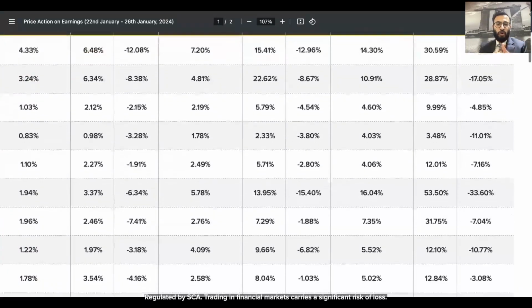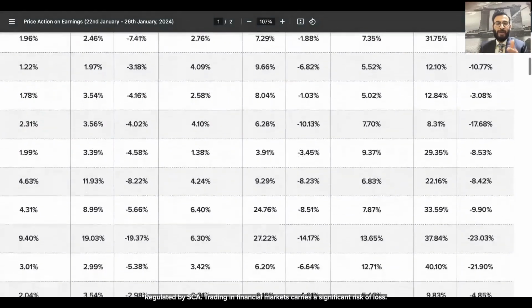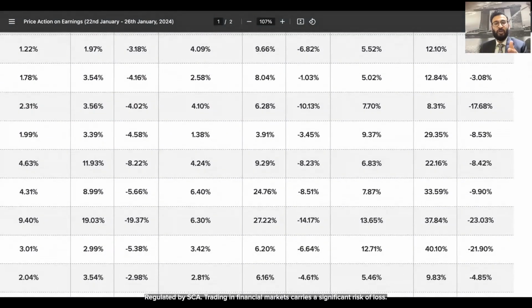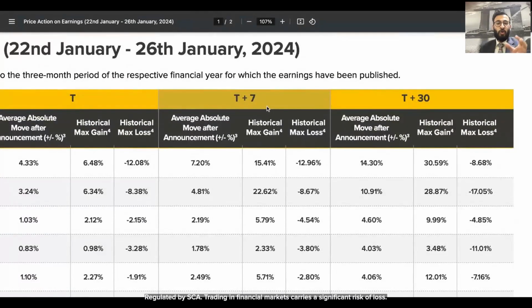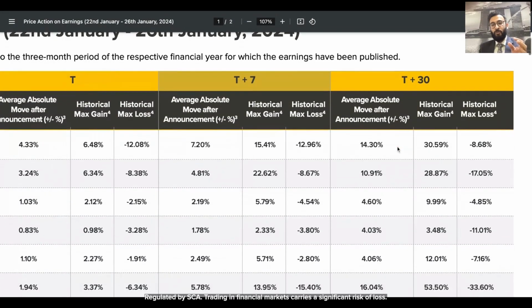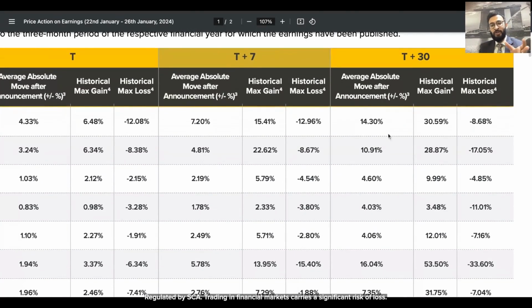So every stock over here shows the maximum gain and maximum loss if you buy the stock and hold on to it for a week before the earnings. And then comes T+30. If you buy the stock before the earnings and hold on to it for 1 month, the average movement after the earnings is 14.3%, maximum gain 30%, maximum loss 8%.